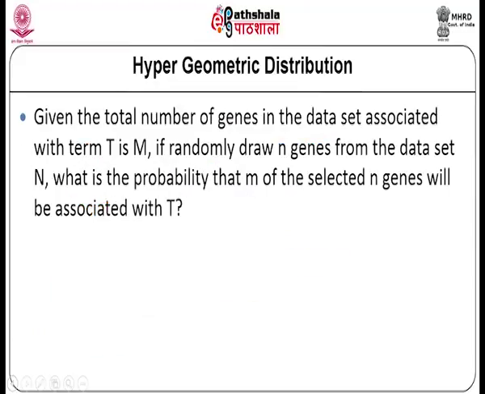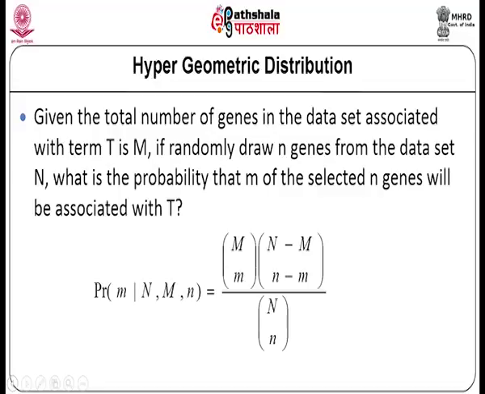So, that is where we talk about the hypergeometric distribution. Given the total number of genes in the data set associated with term T is m, if randomly we draw n genes from the data set, what is the probability that m of the selected n genes will be associated with T? So, randomly. That is given by this distribution, and this can be used also to find out the clustering goodness. Because what we are trying to do here is we are trying to say that the clustering algorithm is better than a random sampling. That is what we are trying to say.